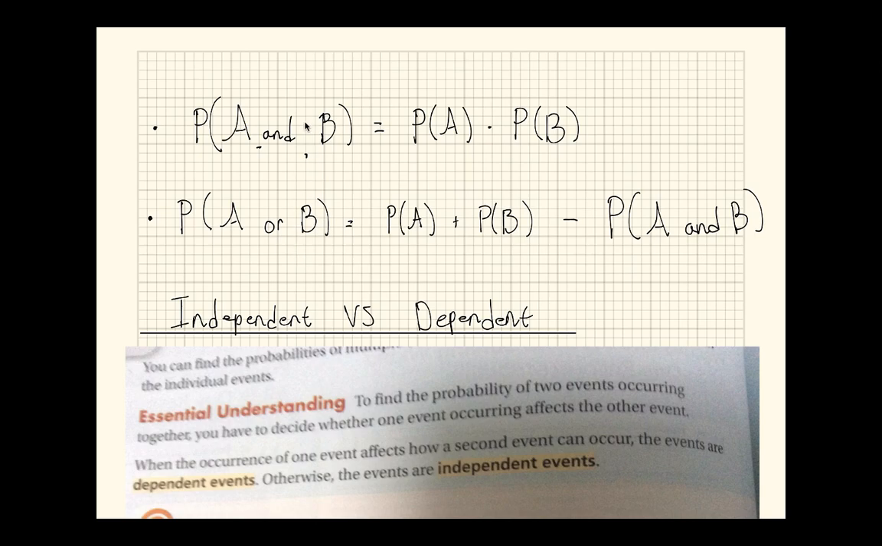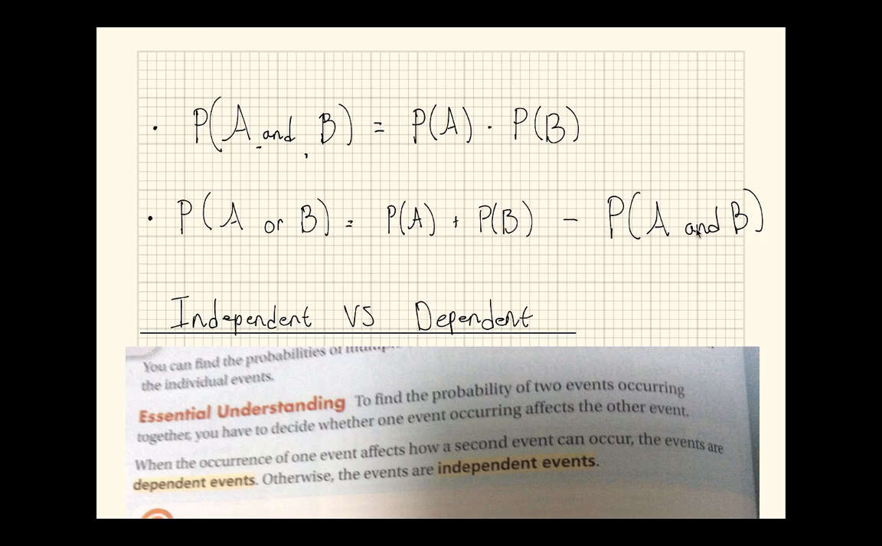If we're trying to find the probability of event A and B, this is just multiplying the two probabilities together. We'll give you the probability when we're doing and. If we're doing or, it's going to be adding the two together and then subtracting the probability of A and B. So the probability of A plus the probability of B, subtracting the probability of A and B.